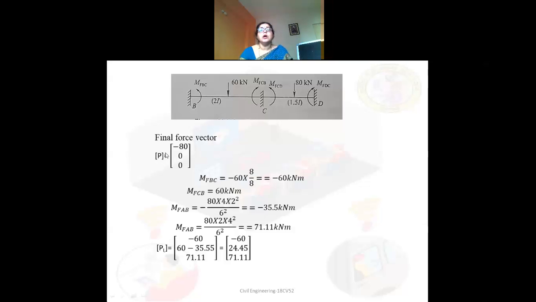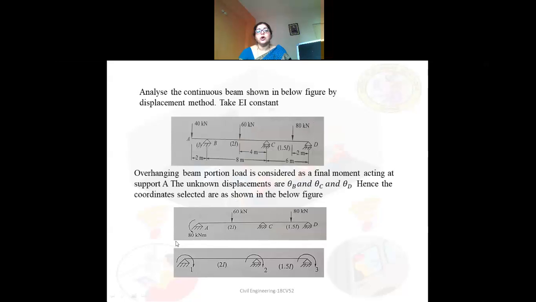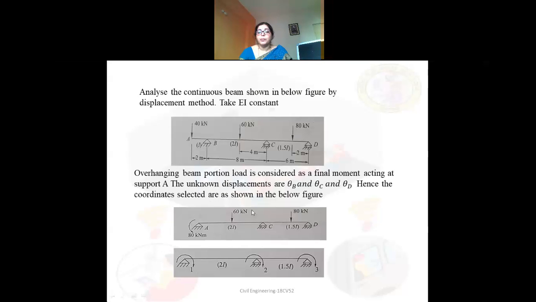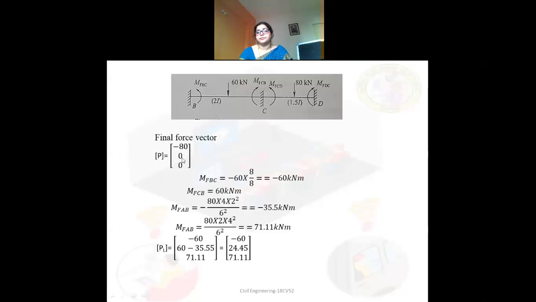So P is equal to, at support B, an external moment of 80 kilonewton meter. The assumed coordinate was in the clockwise direction, but this external moment at support B is in the anti-clockwise direction, hence it is minus 80. Do we have any other external moment at support C or support D? No, there is none, hence it is 0, 0. Right.